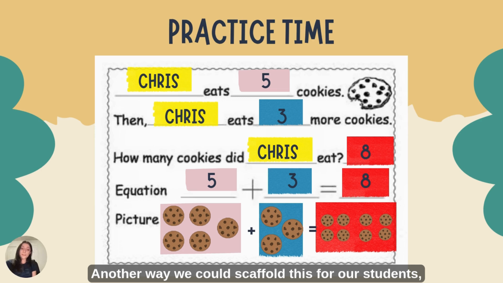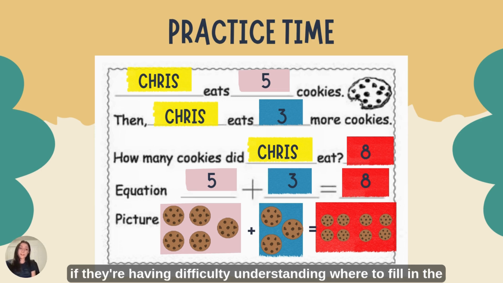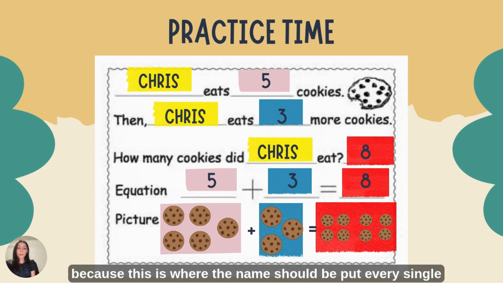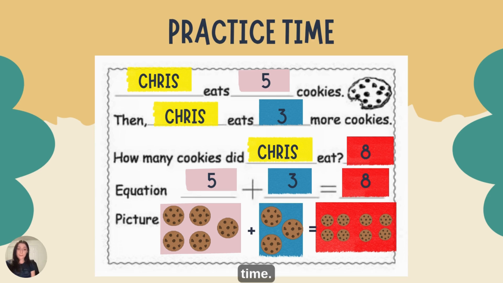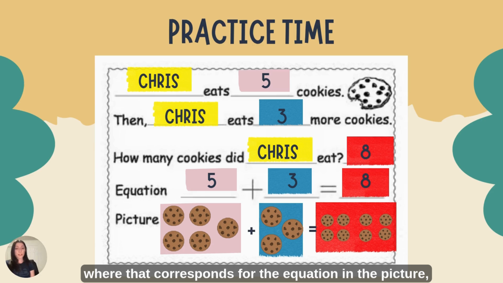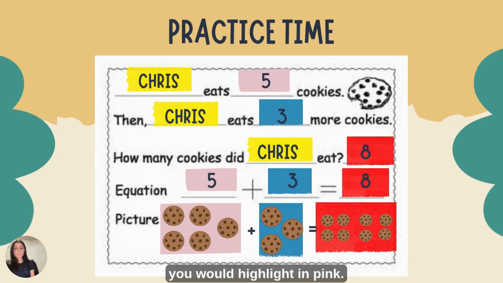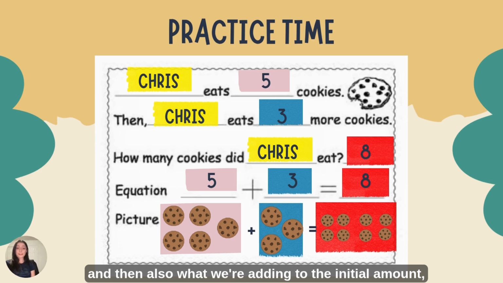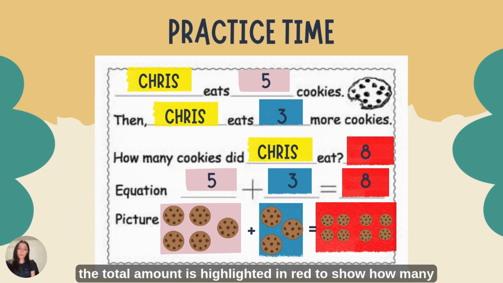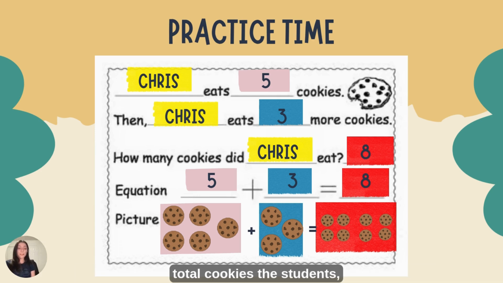Another way we could scaffold this for our students, if they're having difficulty understanding where to fill in the information, is showing them a color-coded version. You can see that all the names are highlighted in yellow because this is where the name should be put every single time. And then to know how many cookies and where that corresponds for the equation in the picture, you would highlight in pink. To show how many more cookies and then also what we're adding to the initial amount and how many cookies should be drawn at the bottom, we highlight in blue. And then, of course, the total amount is highlighted in red to show how many total cookies Chris would eat.